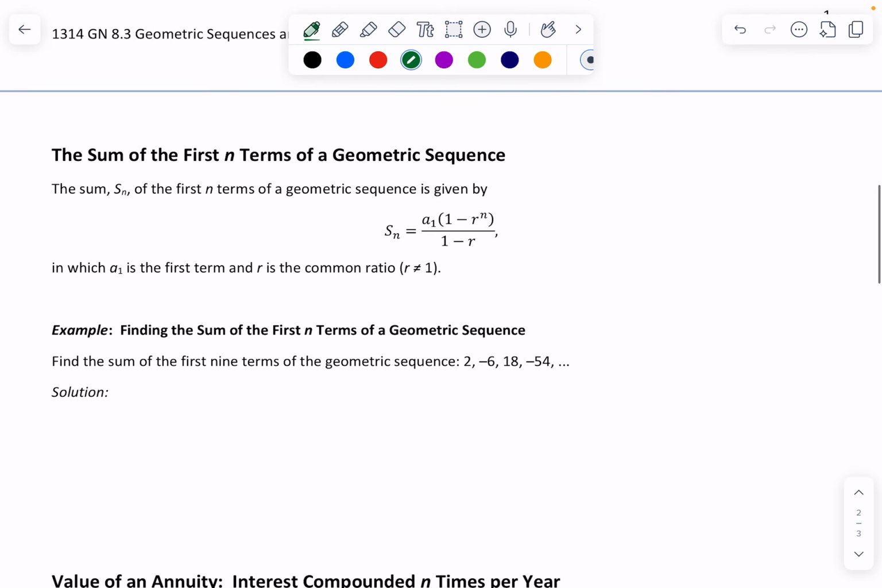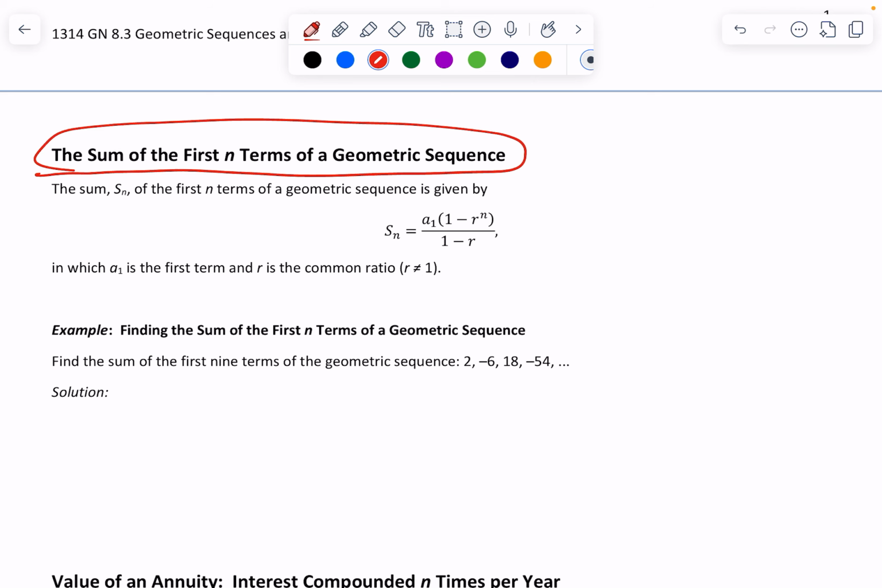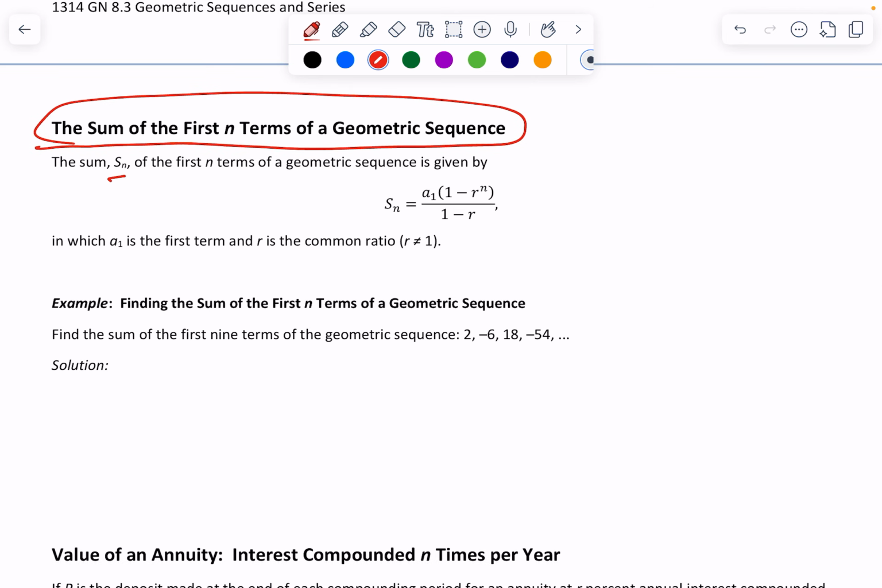Okay, next, it's going to be the sum of the first n terms of a geometric sequence. So the sum S sub n of the first n terms of a geometric sequence is given by this, in which a sub 1 is the first term and r is the common ratio. Notice that r cannot be 1 because then we would end up with dividing by 0, 1 minus 1.